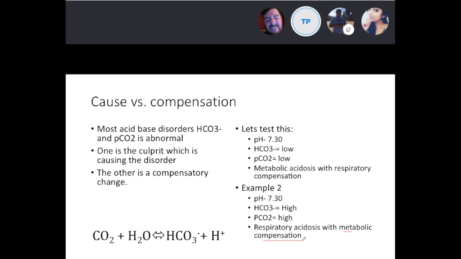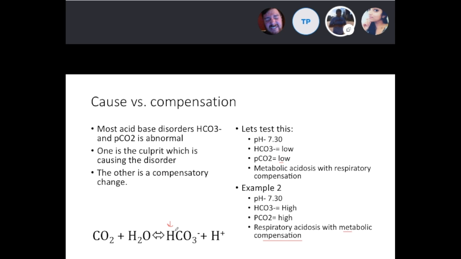So in the first example, we have a metabolic acidosis and the respiratory compensation. So that's the PCO2 piece? Yeah. That's why this is low. So initially your bicarb is low. So when your bicarb is low, it's going to produce more bicarb. So your shift is to the right.